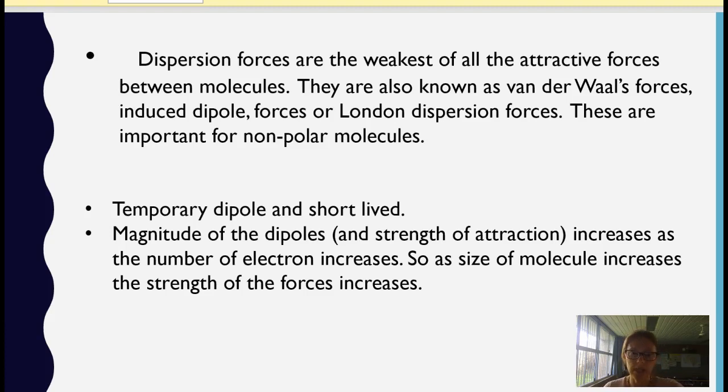Now, one thing you're going to notice is the magnitude of that dipole, and therefore the strength of its attraction, is going to increase as the number of electrons in that molecule increases. So as the size gets bigger, the strength of the force will also increase.